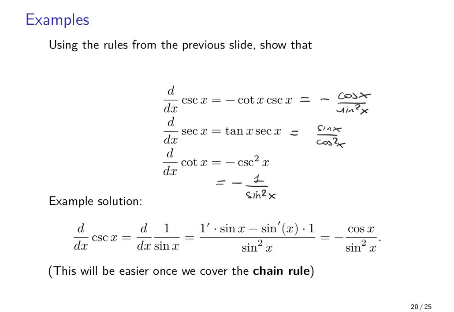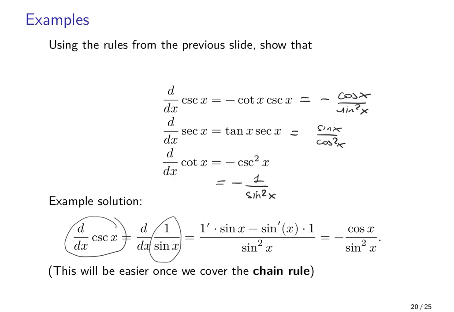Now, how do you derive these expressions? I'll be honest with you, I never memorize these because I can easily rewrite them if I have to. The easiest way is to use the chain rule that we will see later on, but you can also use the quotient rule. Let's take, for example, here on the bottom of the slide, the derivative of cosecant. Well, that's the derivative of 1 over sine.